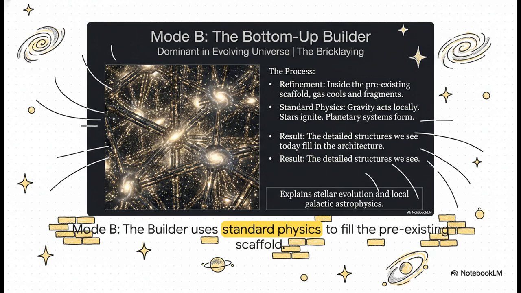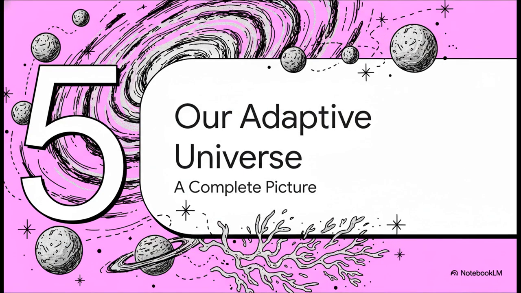Then, once that scaffold is in place, the builder gets to work. Inside this pre-existing architecture, standard physics takes over. Gas cools, gravity starts to act locally, stars ignite, planetary systems form. This is that familiar bricklaying process that fills in the grand design with all the detailed structures we know and love.